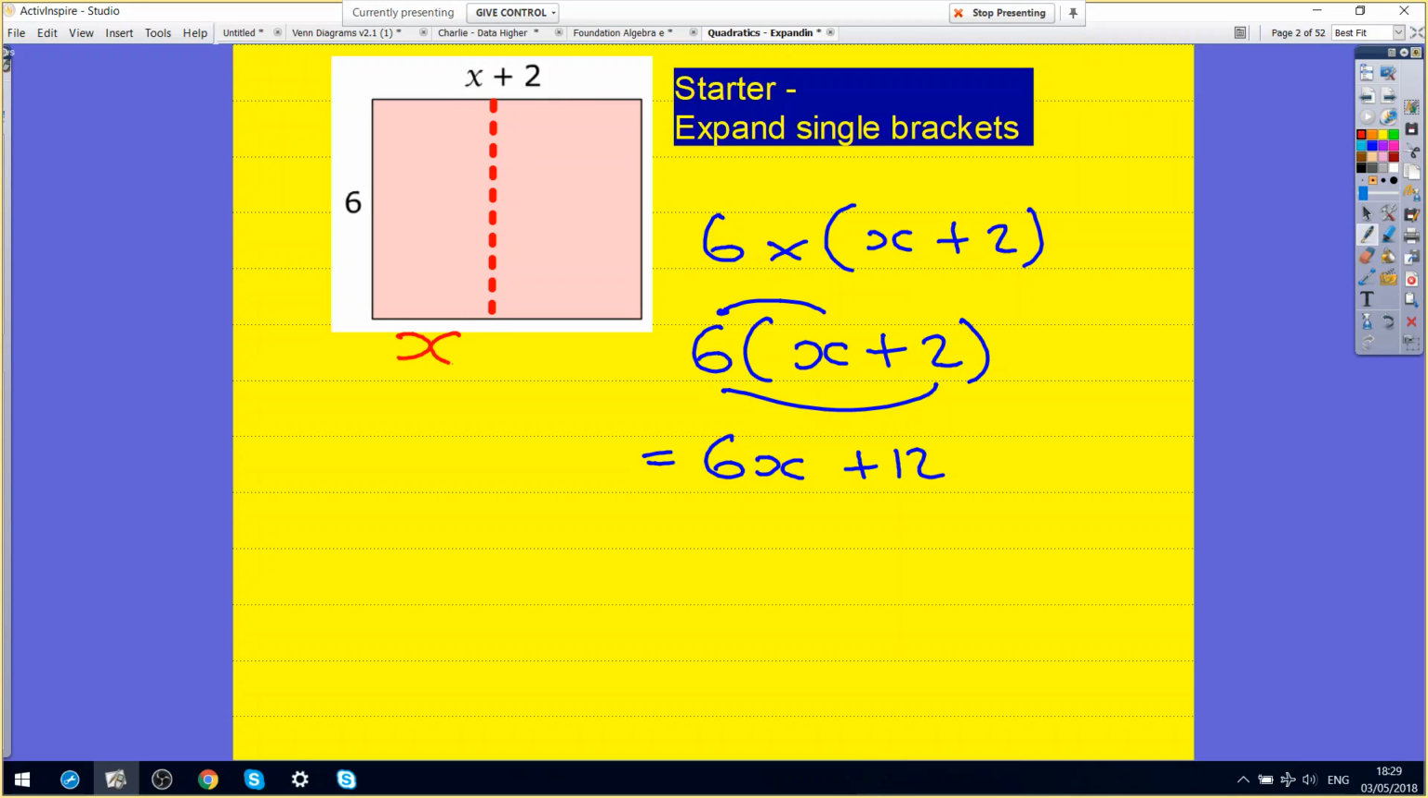So you could say this part is x long and this part is 2 long. And so you would find the area for the first bit, which is base times height, 6 times x. That bit is 6x. The second rectangle is 6 by 2, so that's 12. And so in total it's 6x plus 12. And basically it's just outside times first, outside times second. And that's how you find the area for these.